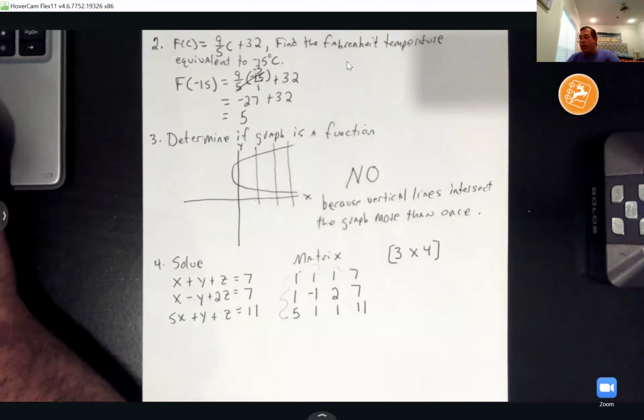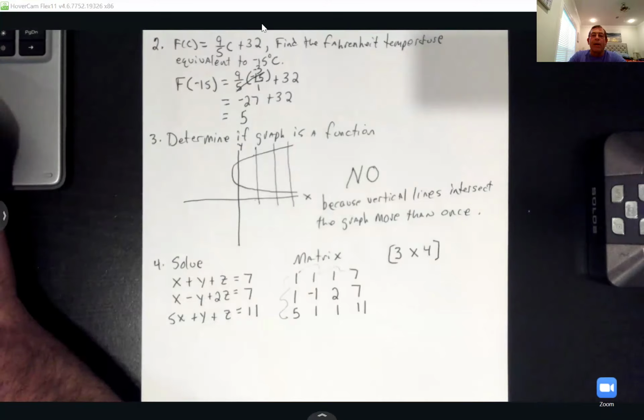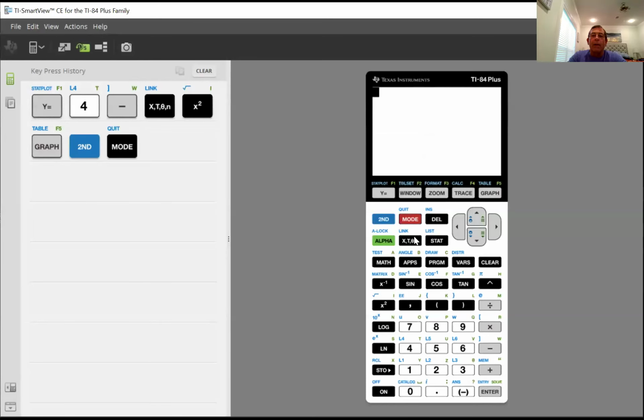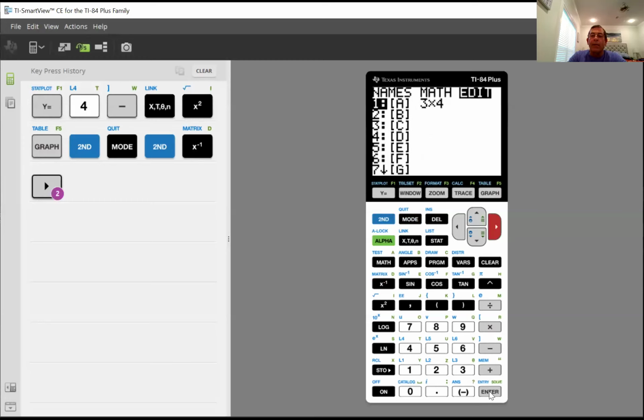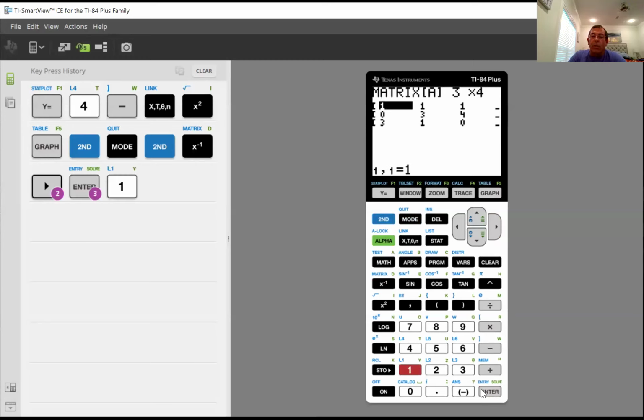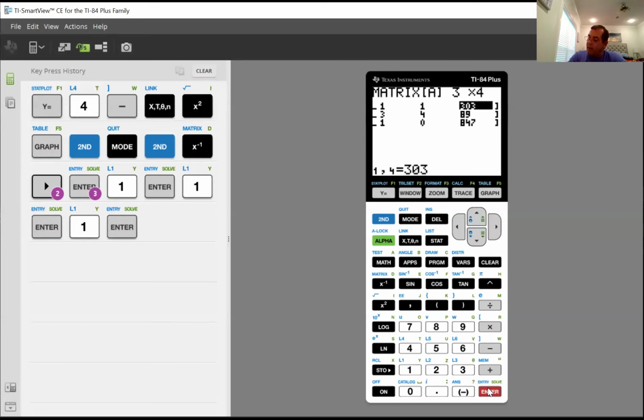So y'all, we're going to go share our calculator on this. I'm going to get off the graphing by hitting second mode and quitting. So remember, the first thing I'm going to do is hit second x negative 1 to bring up the matrix. We're going to go to edit and hit enter. So y'all, mine's already got a 3 by 4 there. So I'm just going to come down, put in my numbers. I had 1 enter, 1 enter, 1 enter, and 7 enter.